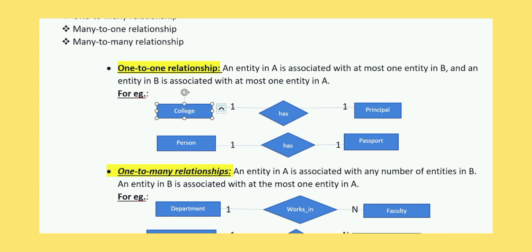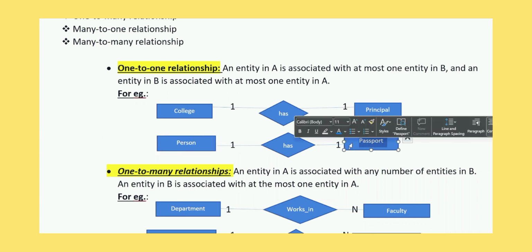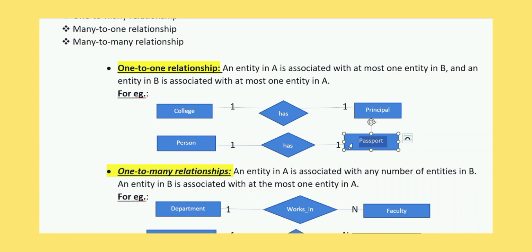Now I have explained the same topic with the help of another example. One person has one passport. Passport is the ID proof. So one person has one passport. This is a one-to-one relationship from entity set A to entity set B.